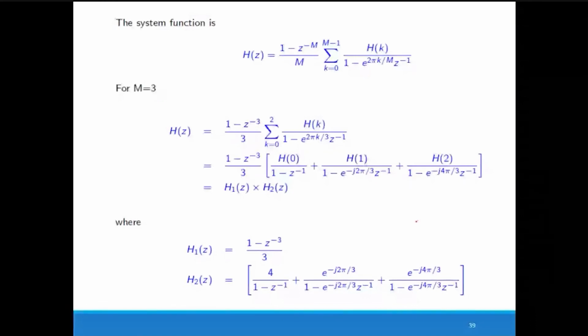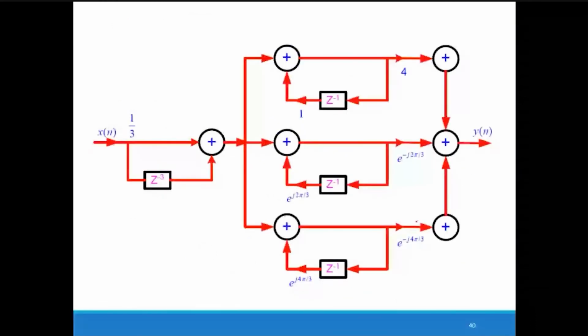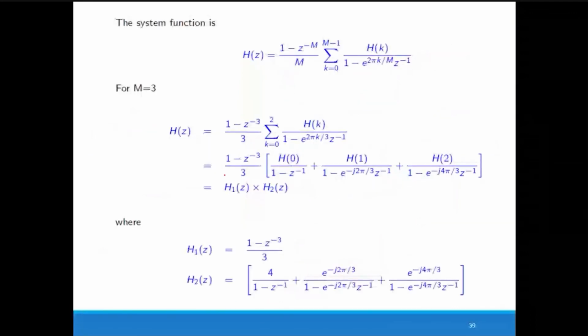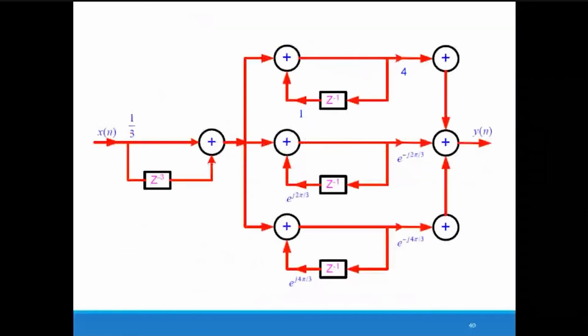So this is the implementation of this structure. First you are getting the term that is 1 minus z raised to minus 3 by 3. So that is 1 minus 1 by 3 is the multiplier, and z raised to minus 3 is the delay element. This is nothing but your H1(z) parameter, and the H2(z) parameter is again represented as the parallel filter bank.